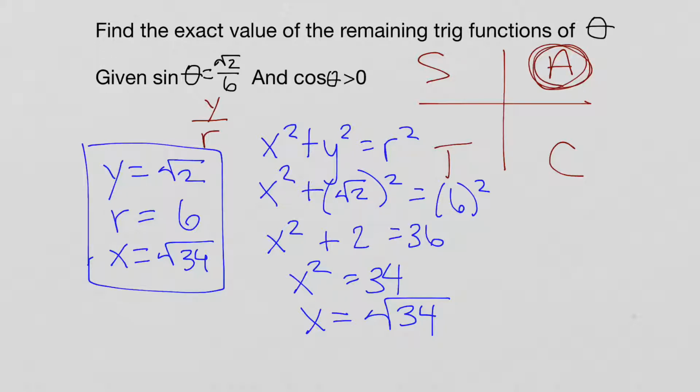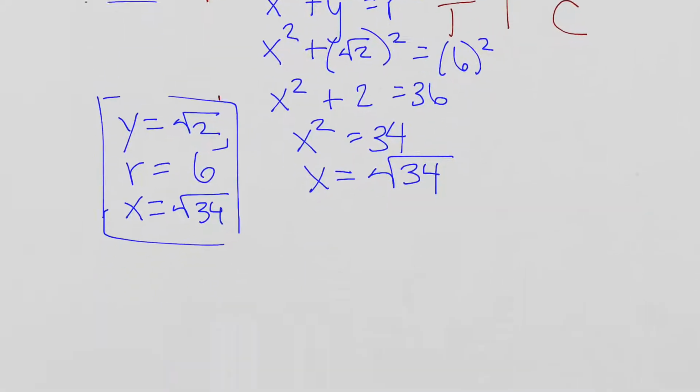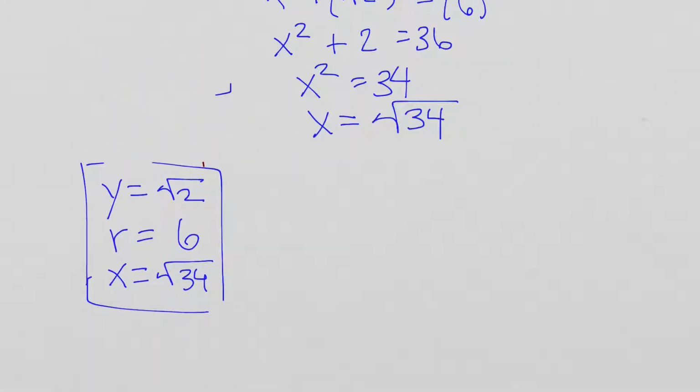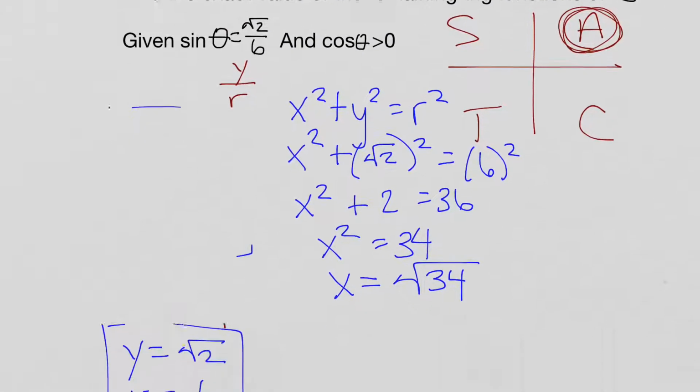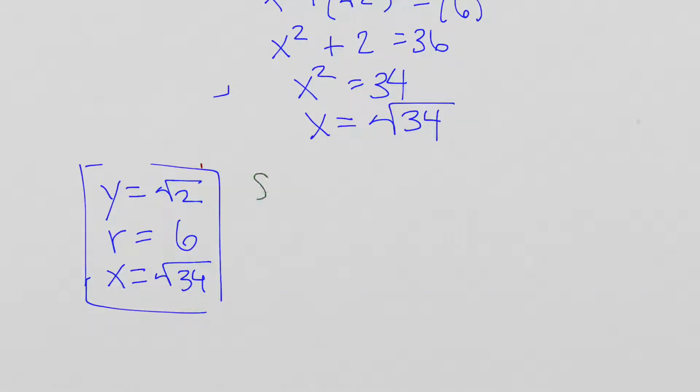What we want to do here is take this information on the left-hand side and apply it. I'm going to move it down here where we can continue to see it. We want to look for sine, cosine, secant, cosecant, tangent, and cotangent. We were given that the sine of theta is square root 2 over 6, which goes with the information that we have over here, y over r. Its reciprocal is going to be cosecant of theta.